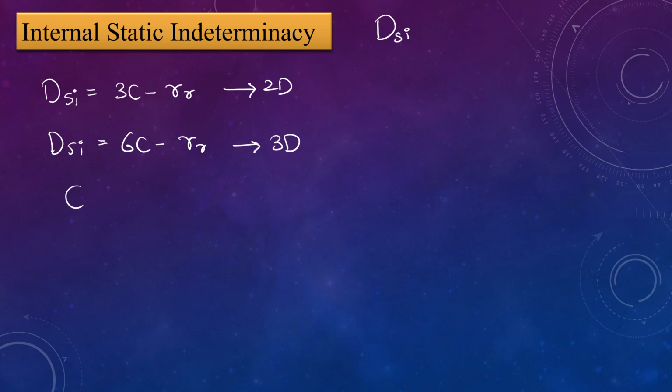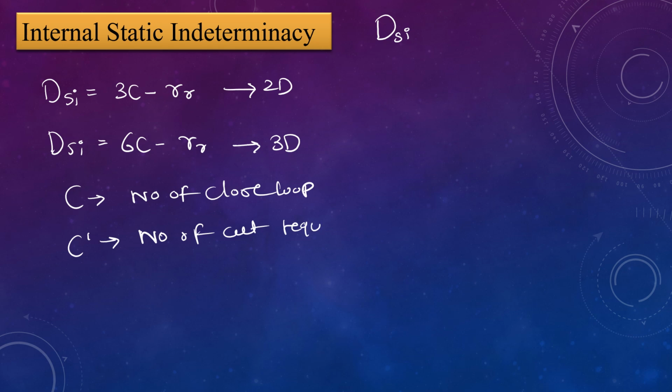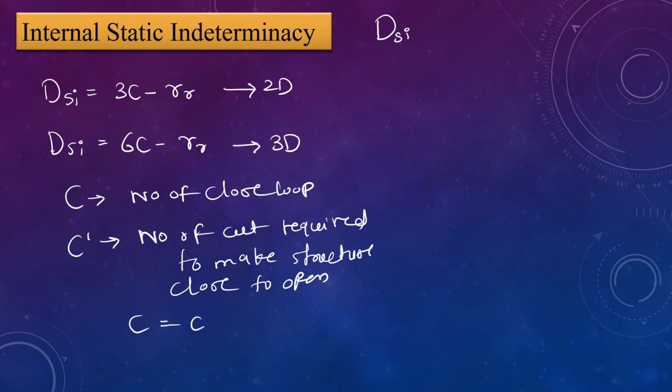Here C is the number of closed loops. You can change this C to C dash, and that C dash is the number of cuts required to make the structure close to open. Here C and C dash are equal.